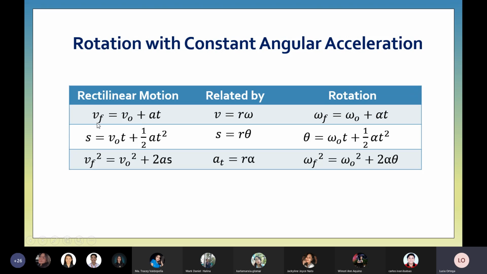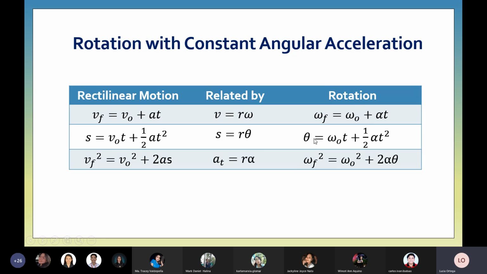Remember, we have the final velocity is equal to the initial velocity plus acceleration times time. The equation is somewhat similar, only that we change the symbol. This would be the final angular velocity is equal to the initial angular velocity plus alpha, the angular acceleration, times time. So we just change the symbol and the format of the equation would be the same.